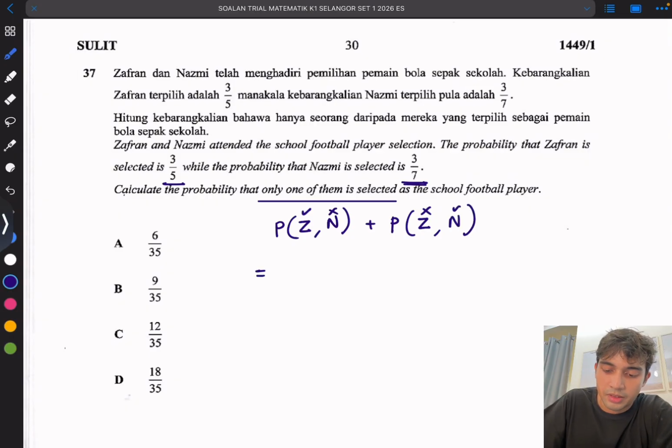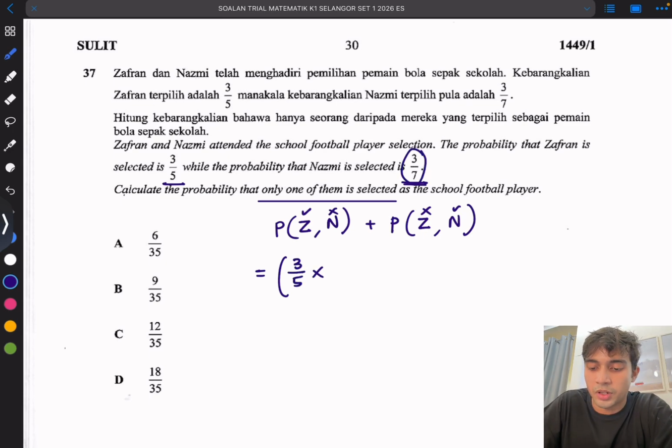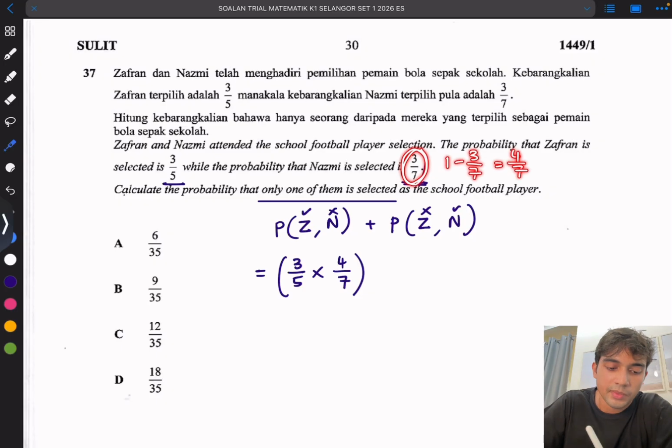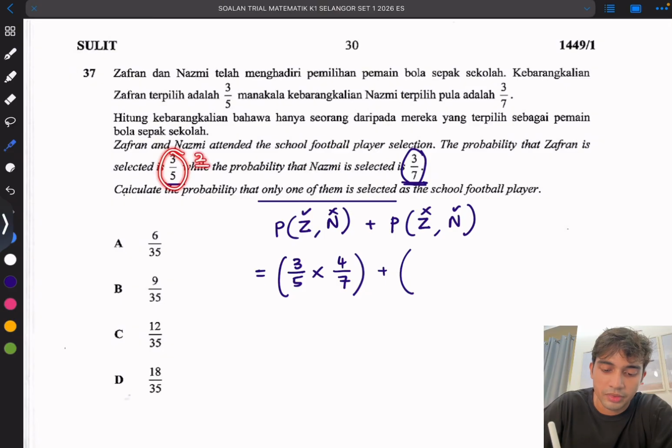So the probability of Zafran getting selected is 3 out of 5. Nazmi not selected would be 4 out of 7. Okay, because him getting selected is 3 out of 7. Not selected will be 1 minus 3 out of 7, which is 4 out of 7. Okay. The probability of Zafran not getting selected will be 2/5. Okay, 1 minus this one. Nazmi getting selected will be 3 out of 7.